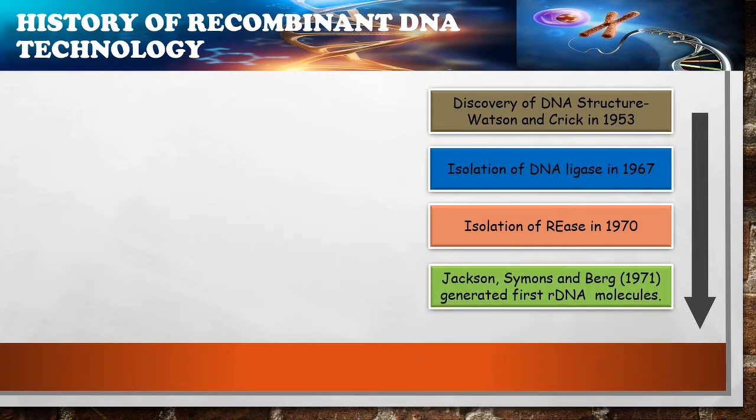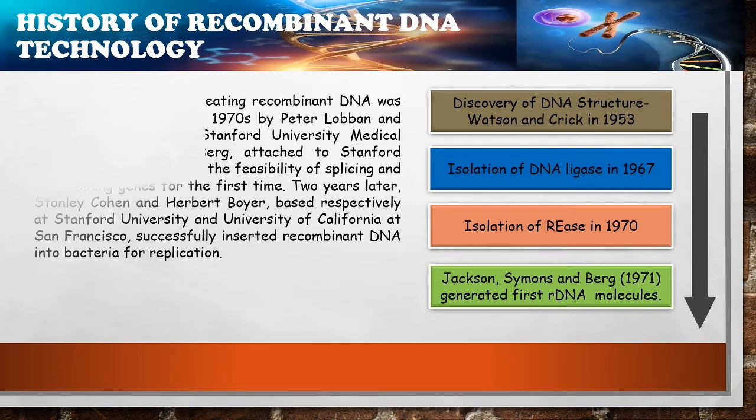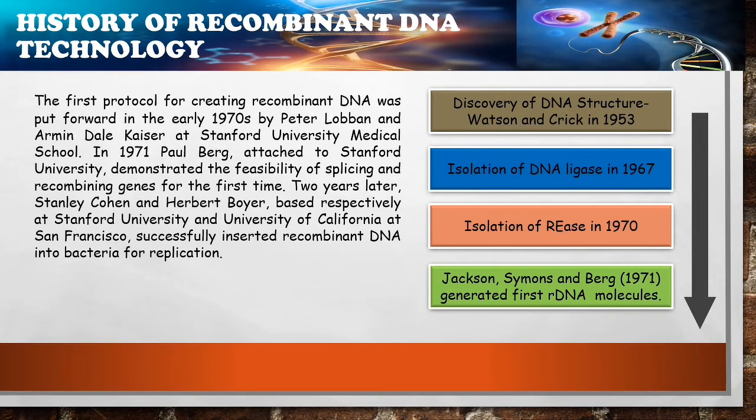Jackson, Simons, and Berg, in 1971, generated the first recombinant DNA molecules. The first protocol for creating recombinant DNA was put forward in the early 1970s by Peter Lobban and Armin Kaiser at Stanford University Medical School. In 1971, Berg, attached to Stanford University, demonstrated the feasibility of splicing and recombining genes for the first time.